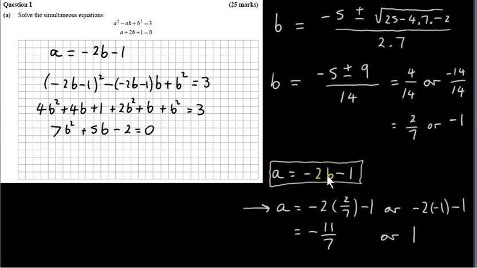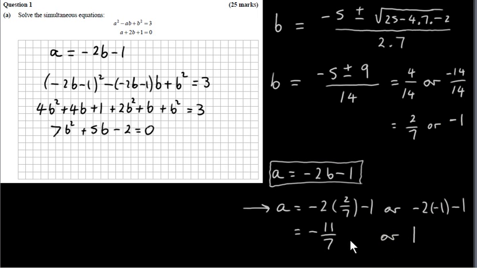So we know that a is minus 2b minus 1. When b is 2/7, we get a equals minus 2 times 2/7 minus 1. That's minus 4/7 minus 1, which is the same as minus 4/7 minus 7/7, which is minus 11/7. When b is minus 1, we have minus 2 by minus 1, which is plus 2. Plus 2 minus 1 is plus 1.